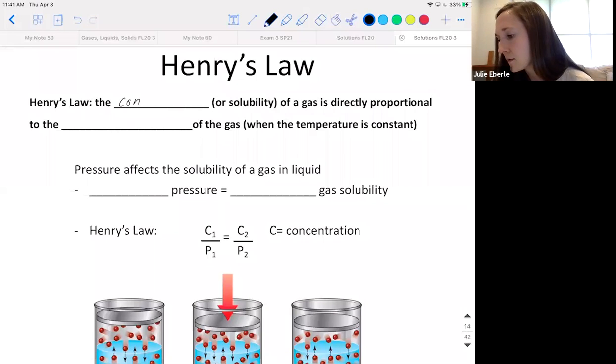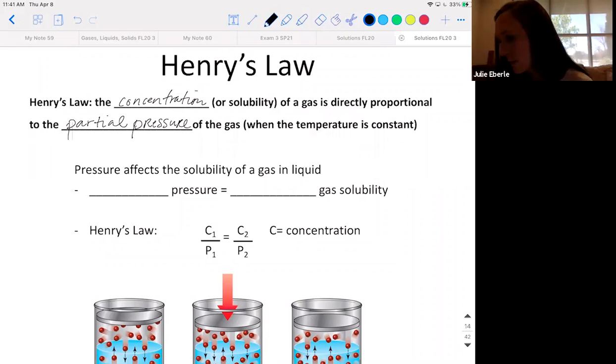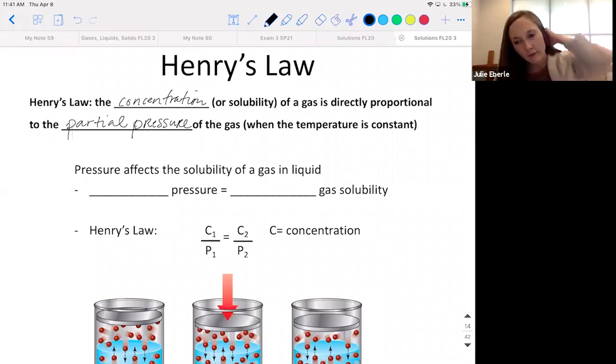It says the concentration or the solubility of a gas is directly proportional to the partial pressure. What is a partial pressure? Think about our atmosphere, where you've got all different kinds of gases. When you have a mixture of gases, every individual gas exerts its own unique pressure. We call that the partial pressure, the pressure for that unique gas.